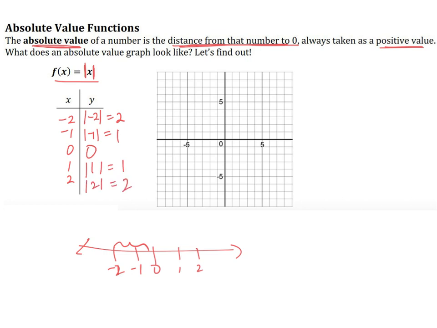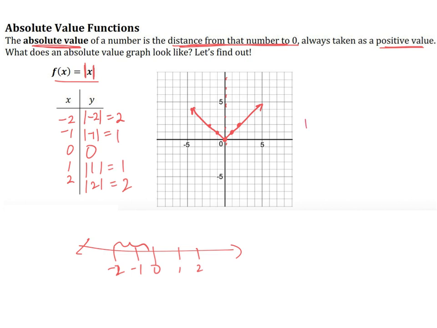So we have what points? We have (0, 0), (-1, 1), (-2, 2), (1, 1), (2, 2), etc. That's going to go on and on. It makes a V, right? So you should have a perfect V. You have an axis of symmetry. It's also symmetric with respect to the y-axis. So that is what your absolute value graph will look like.